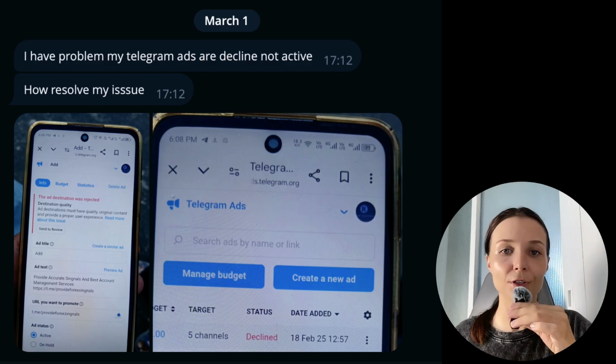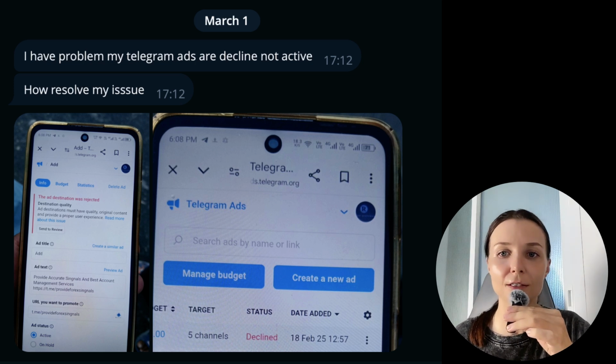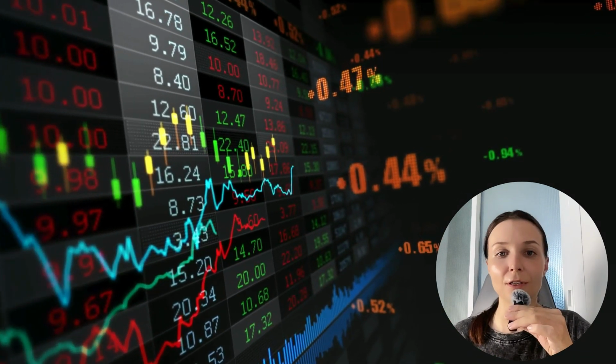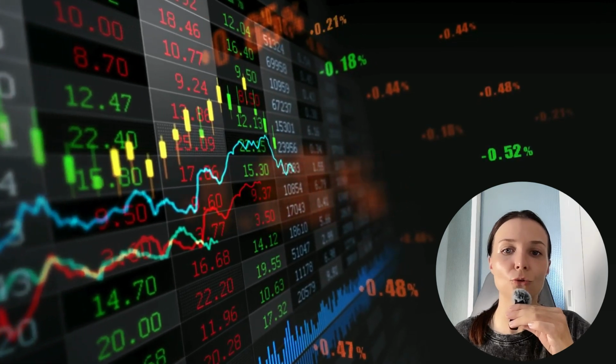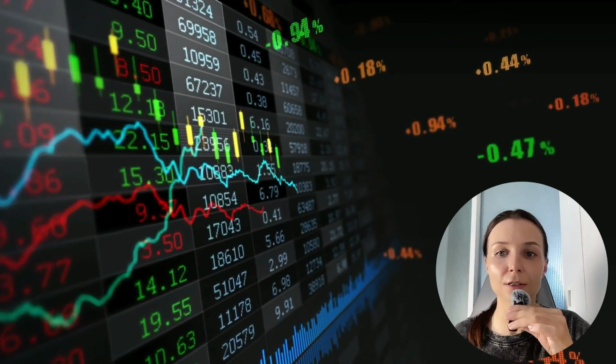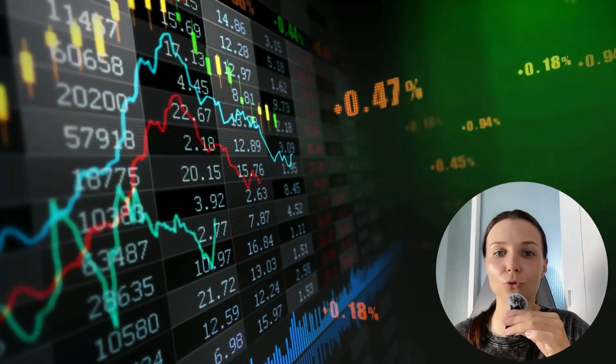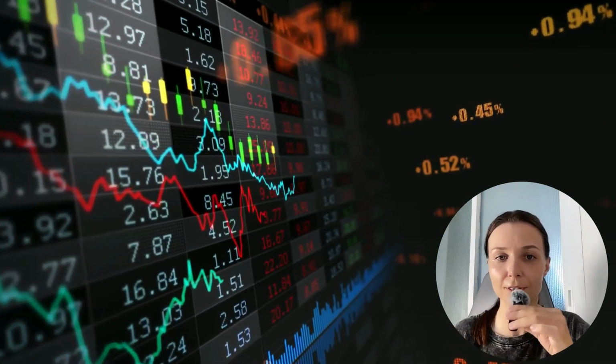Every time someone asks me why their ad was declined, the reason is always that their ad or channel violates Telegram's ad policies and guidelines. Pay attention if your channel or bot is related to cryptocurrency, forex, casino, or similar topics. It can be much harder to get approval from moderators.